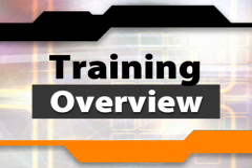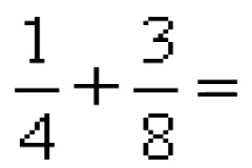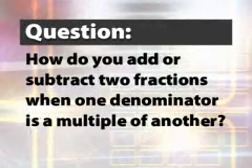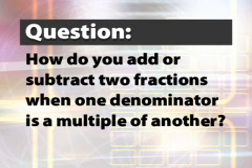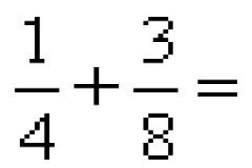So let's begin. This video will only cover the addition and subtraction of two fractions where one denominator is a multiple of another, like 1/4 plus 3/8. Note that 8 is a multiple of 4. So, what do you do when you have two fractions where one denominator is a multiple of the other? How do you add or subtract them? Take this problem for example, 1/4 plus 3/8. How do we add them?